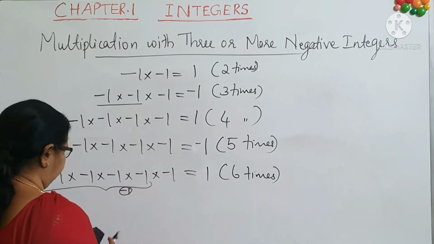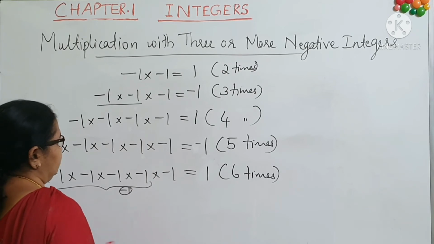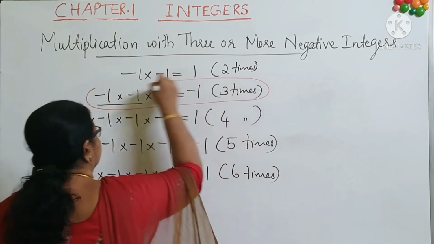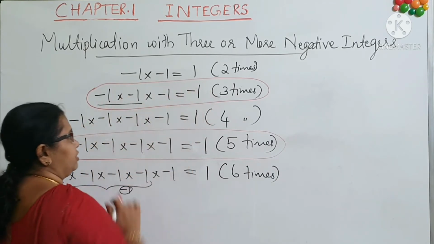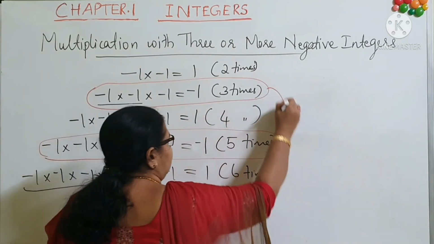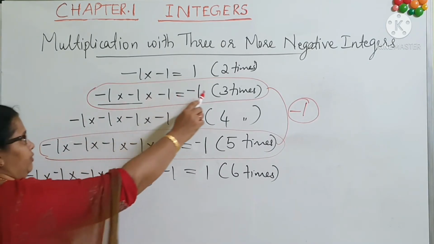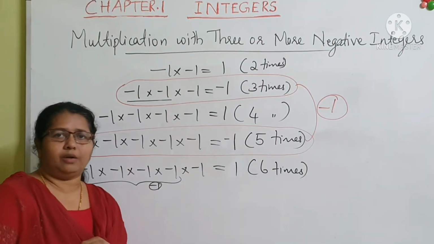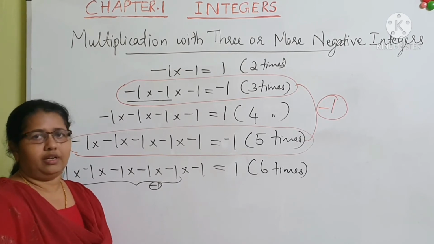Okay, now you see. Then this 3 times, 5 times. Here negative 1 is multiplied 3 times and here negative 1 is multiplied 5 times. Then the product is negative 1. That is, this 3 and 5 are odd numbers. That is, negative 1 is multiplied an odd number of times. If the number of negative integers in a product is odd, the product is negative.